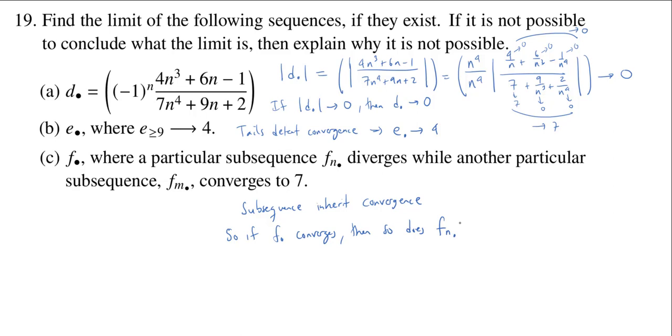Okay, so this is important, right? Tails can detect the convergence, subsequences will inherit the convergence. But Fn dot diverges. So F dot cannot converge. So this implies that F dot diverges. So there we go. Okay, so that's all of our sequence questions. All right, let's move on to our next standard and problem number 20.